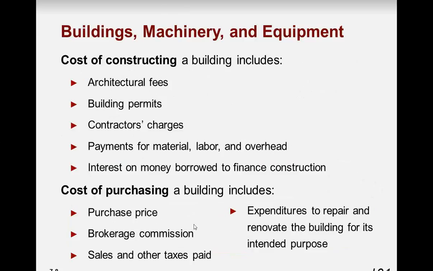The cost of purchasing a building includes the purchase price, commission, sales taxes, and anything that we have to do to repair or renovate the building for its intended purpose. So if we buy an old factory space that we have to go in and build into offices, all of that cost of construction goes into the actual price that we record as the cost of the asset when we record it in our journal.